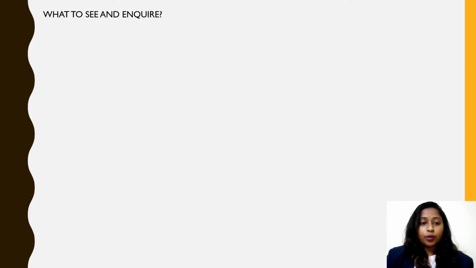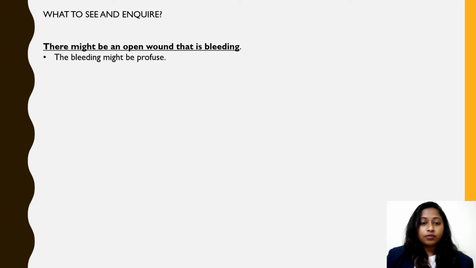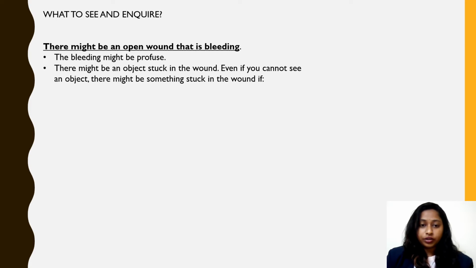What to see and inquire. If it is an open wound with profuse bleeding, first and foremost you need to check whether the bleeding is profuse or not, and whether there is an object stuck inside the wound. If you are not able to see the wound or any objects inside, you need to check that as well. Next, if the person is feeling way too much pain in that particular area only, then you can suspect that there is an object inside the wound.